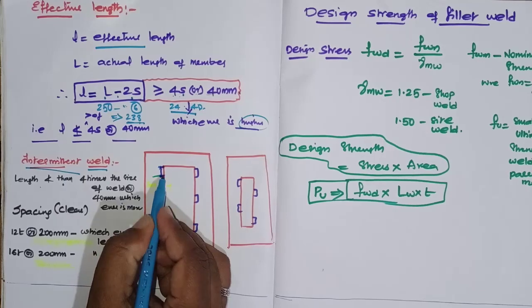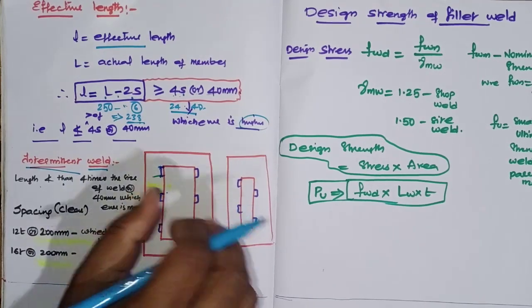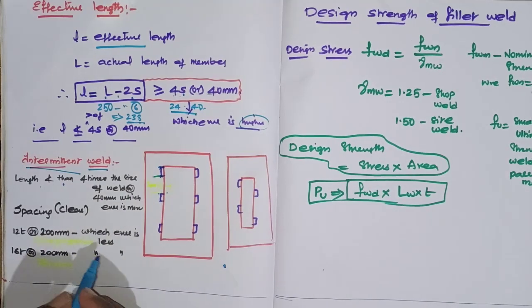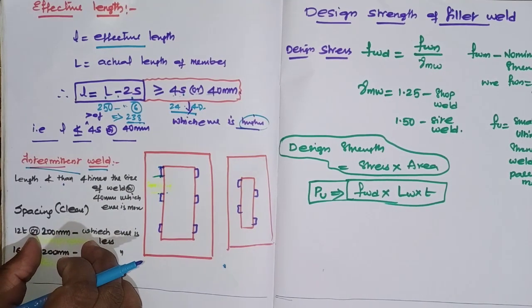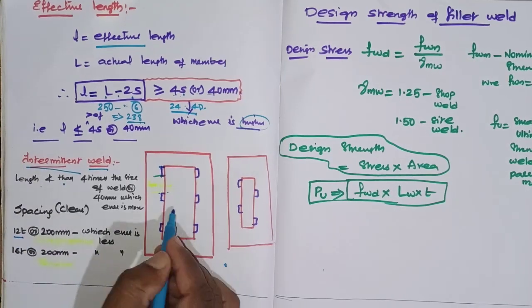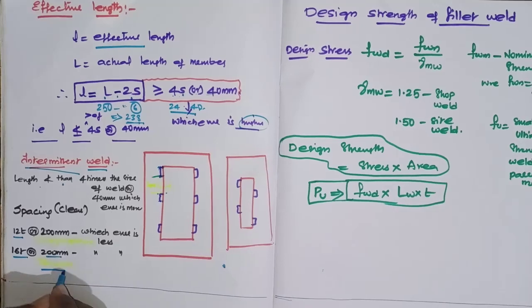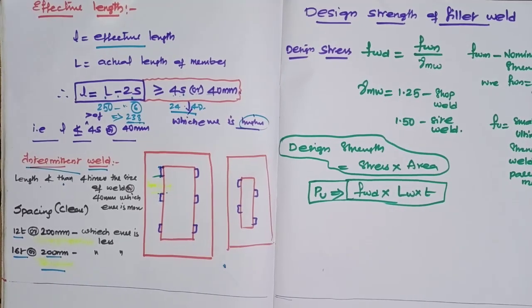Again, this spacing, this is the clear spacing, depends upon the member you are going to use. For example, if I am using this member for compression, 12 times of T or 200 mm, whichever is less, and if I am using this for a tension member, 16 times of T or 200 mm, whichever is less. Like that you will be designing the intermittent weld.